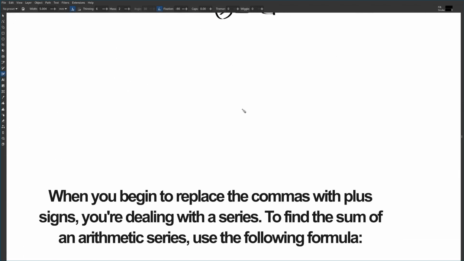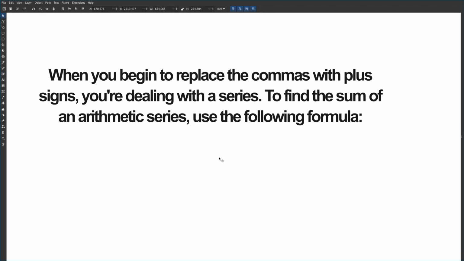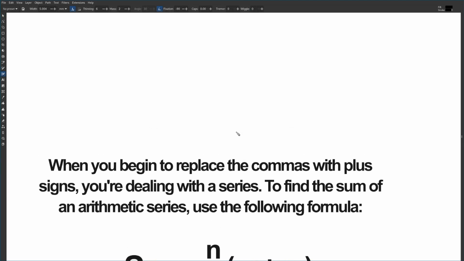Okay, but now here. When you begin to replace the commas with plus signs, you're dealing with a series. To find the sum of an arithmetic series, use the following formula. The sum of the first n terms is equal to the number of terms divided by 2 times the quantity, the first term plus the last term.